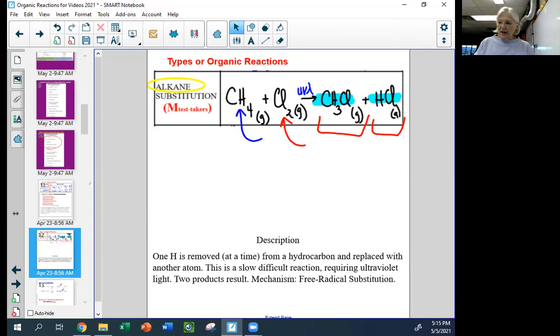The description says one hydrogen is removed at a time from a hydrocarbon that's saturated, an alkane, and it's replaced with another atom. This is a slow, difficult reaction requiring ultraviolet light, and you get two products. You do not have to know the mechanisms this year. We are taking that off of the agenda for this year of COVID.